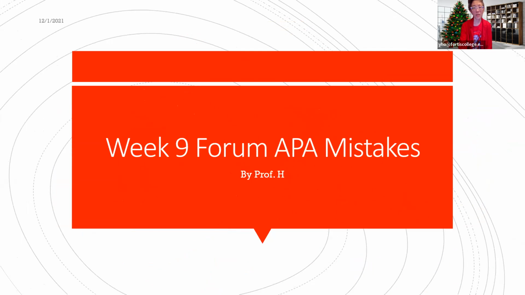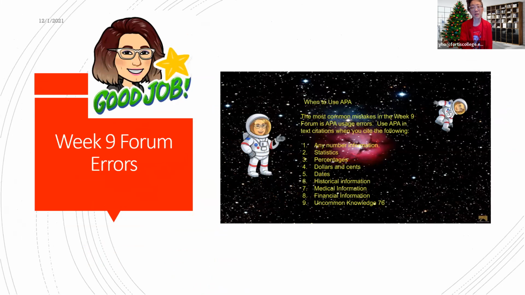So here are some week 9 forum mistakes. When to use APA? When you write your persuasive essay and you use numbers, statistics, percentages, dollars and cents, dates, historical information, medical information, financial information, or uncommon knowledge, you need to cite the source. You need to use APA, and you need to put in the author, the date, and the page number.